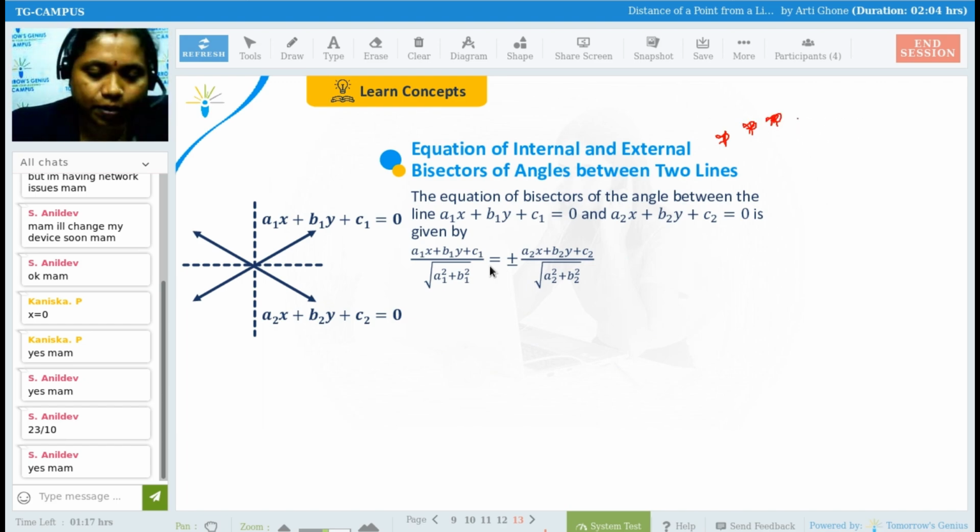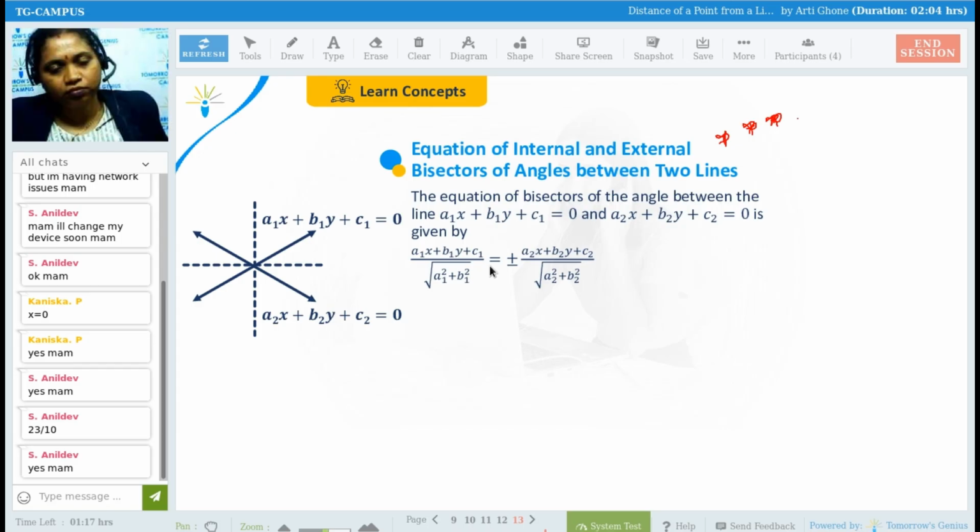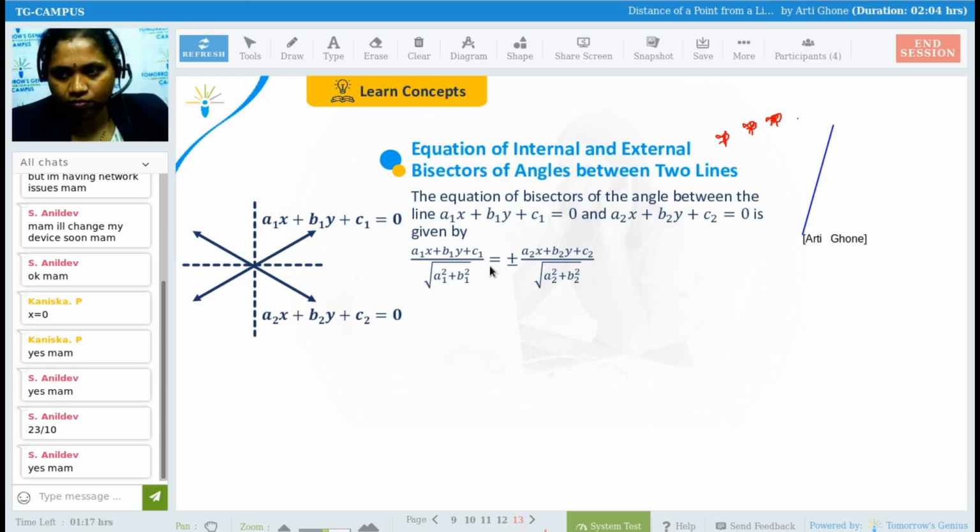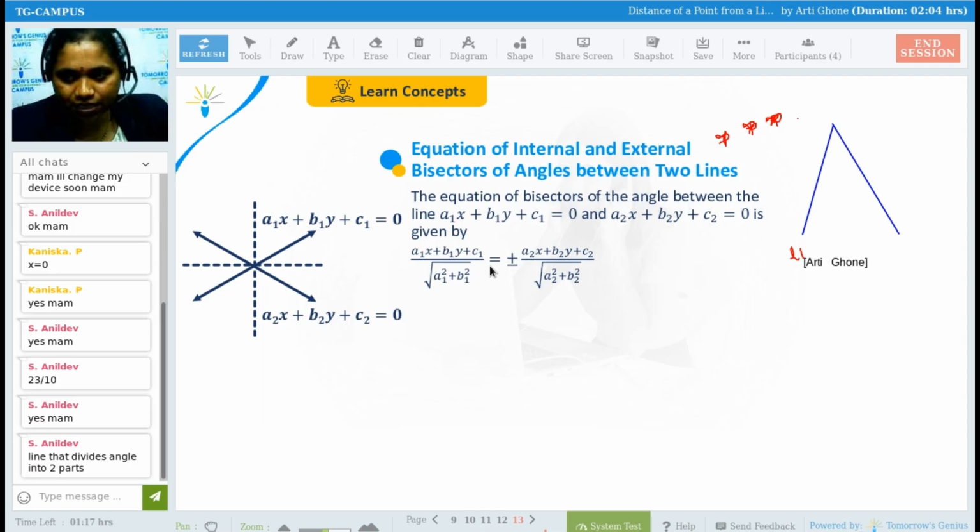Angle bisector. What is the angle bisector? You can unmute or type your answer. Typing is quite difficult, so just unmute and tell me what the angle bisector is. If this is my L1 and this is my L2, they are straight lines only. Clear? So a line which divides these angles into equal parts, what is that?